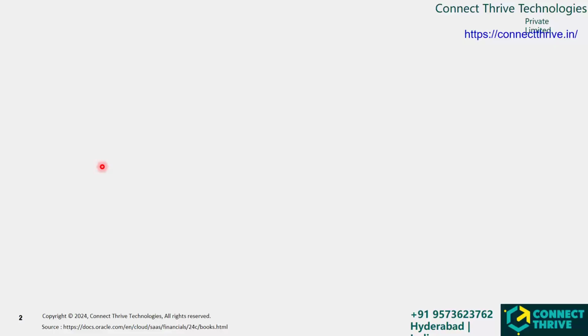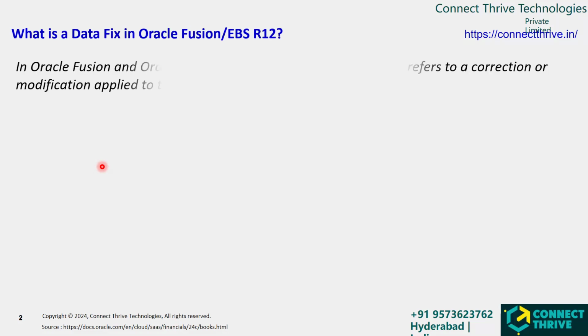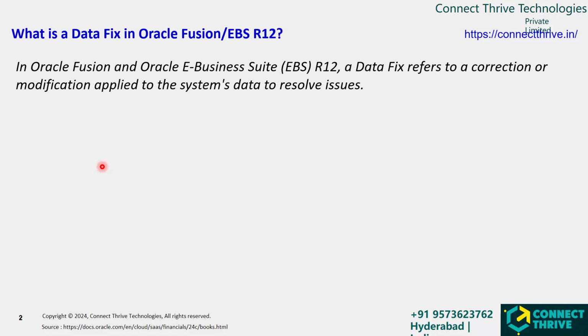So the very first thing we will see is a small definition. What does it mean? What is a data fix in Oracle Fusion or Oracle E-Business Suite R12? In Oracle Fusion and Oracle E-Business Suite R12, a data fix refers to a correction or modification applied to the system's data to resolve issues. That means by applying the data fix, the system will correct the data and modify the respective accounting or form issues or any data correction. Once we apply the patch to the respective instance, the system automatically corrects the data with the expected output.